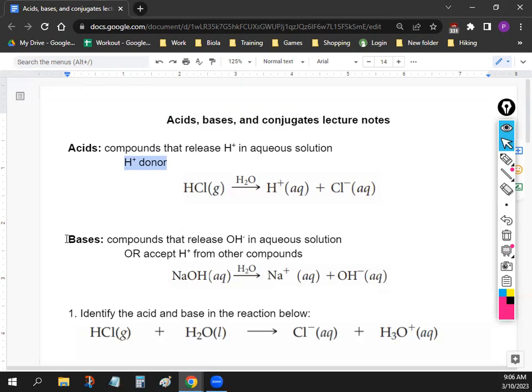Okay. The next type of compound is a base. And bases are a little bit trickier because you can have two definitions for it, and you're going to want to write both of them. The first definition is that they release OH minus in aqueous solution. So they give OH minus away. Okay, so you put NaOH inside water, they break up into Na plus and OH minus. Okay, so they give OH minus away.